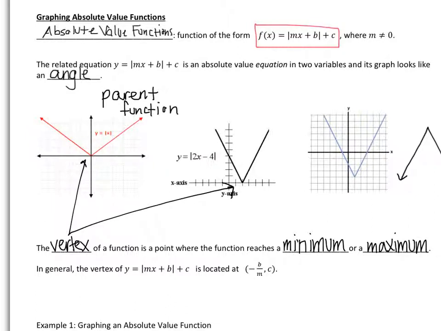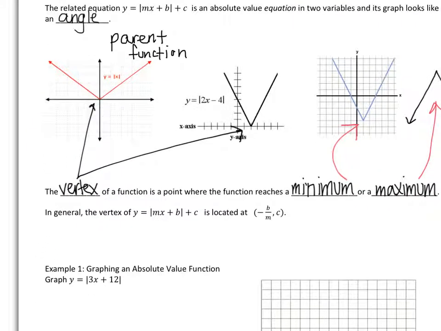All right. So what do you think these are? Minimums or maximums? Minimums, right? Because it's the bottom of the graph. So this one over here, that's the maximum. Okay, that's the minimum. So if it's a V, it has a minimum. If it's the upside down, or the A kind of looking thing, then it has a maximum.